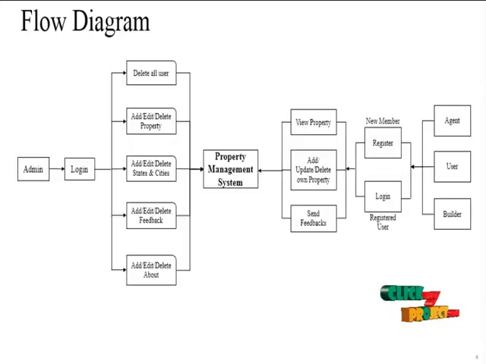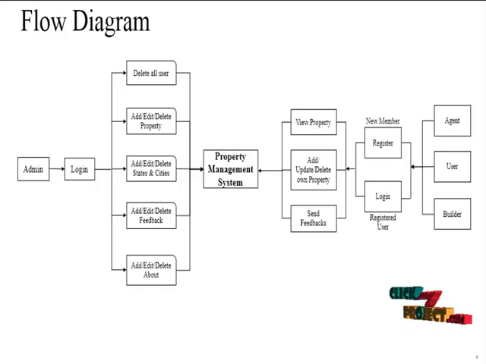The flow diagram of the process consists of two sets of modules: the admin module and the user module. The user module consists of agent, user and builders. In the admin module, the admin can log into the system and has full authority to control the website. The admin can manage all users, like deleting users, and can add, delete or edit properties, and also add, edit or delete states, cities, feedbacks and reports of the system.